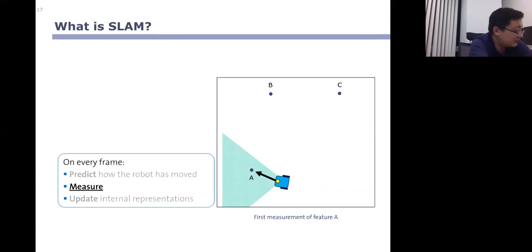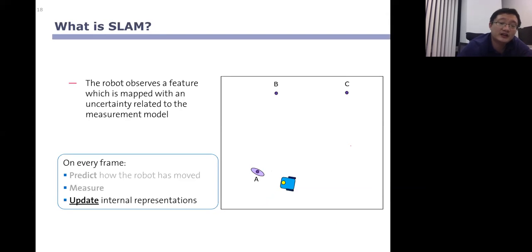And then the robot uses the camera to observe the environment, and the camera sees feature A. On every frame of the image, we want to predict how the robot has moved and do the measurement. If the robot didn't move and already starts taking the measurement, that's also fine. I just turned on the robot with 0 uncertainty in location, with a camera or some LiDAR. Maybe the camera is a stereo vision camera or whatever. It's trivial about the setup. And we can have an observation of the feature.